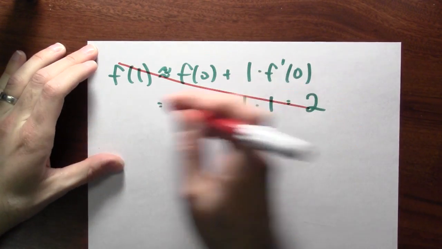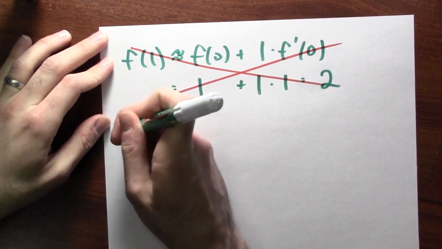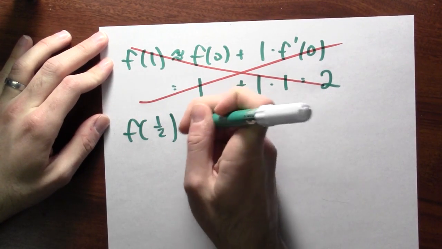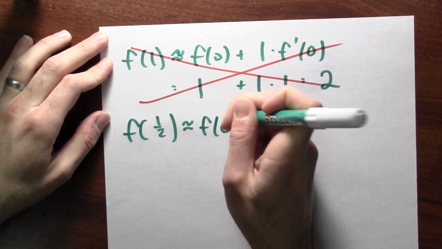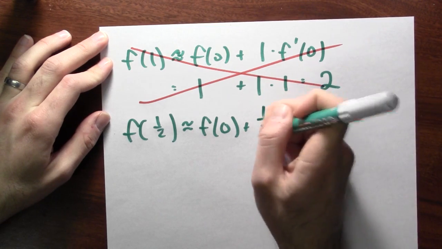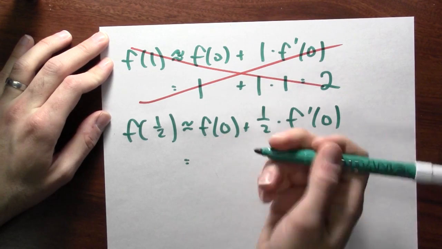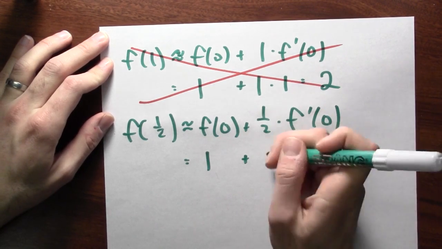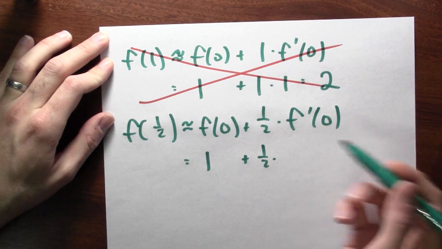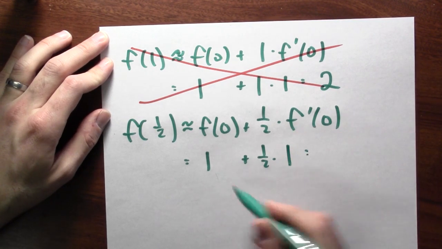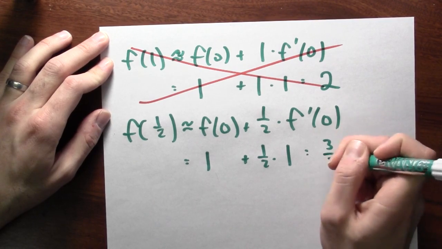If we can do linear approximation once, we can do it a bunch of times. So instead of just jumping all the way to 1, let's first approximate f of 1/2. That'll be f of 0 plus how much I wiggled by, which is 1/2, times the derivative at 0. Well, f of 0 is still 1, 1/2 is a half, and the derivative at 0 is still 1. So this is 1 plus a half. This is 3/2.